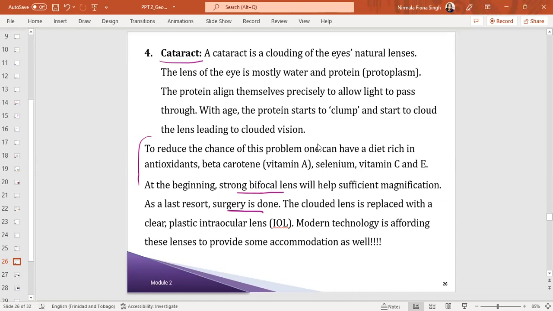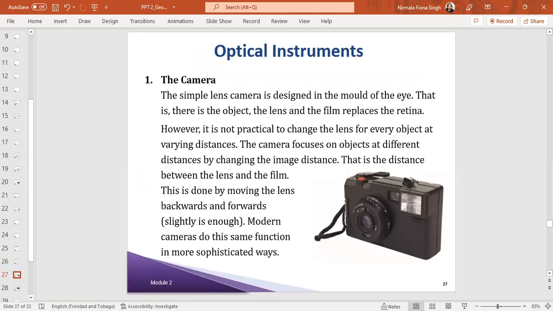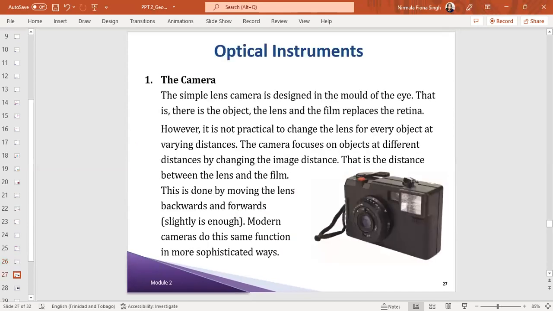Now, they are also looking into having eye drops that will dissolve the cataract. They're nearly there, to the point where people won't need surgery again. Okay, so we're getting there. Biochem is getting there. Optical instruments. Did I miss anything? No, optical instruments.